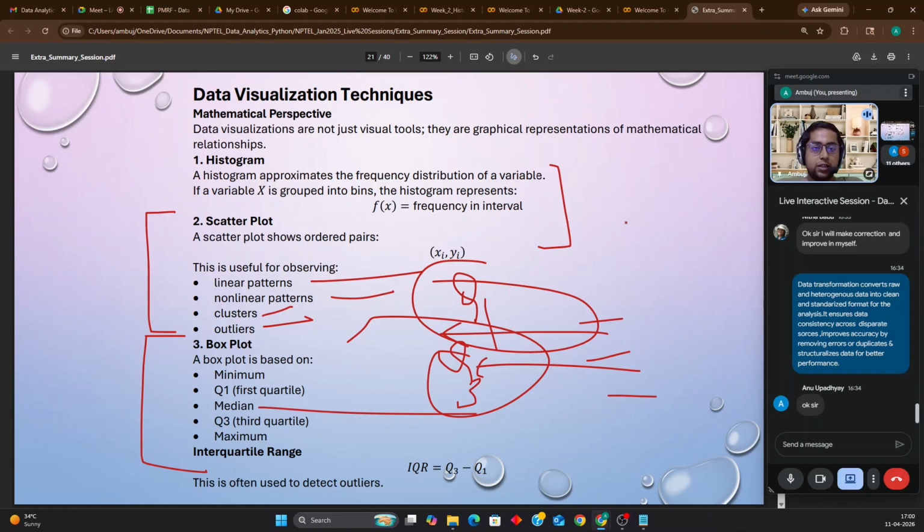Interquartile range is nothing but Q3 minus Q1, third quartile value minus first quartile value. Also, you often use it to detect the outliers. Whatever the values will be falling outside, they will be set as outliers.